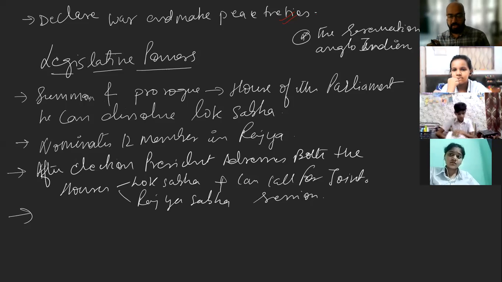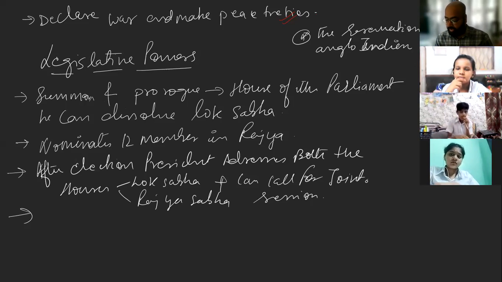Okay. I think I've told you one major point in this. Who calls for the joint session and who presides over the joint session? The president calls for the joint session. Who presides over it? The vice president or the prime minister? No, the Speaker of Lok Sabha presides over the joint session. Okay. Is it clear?